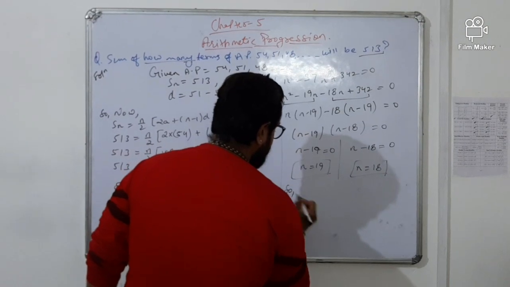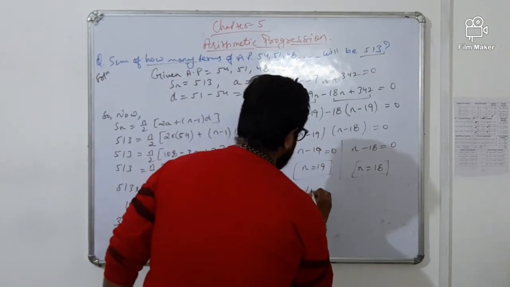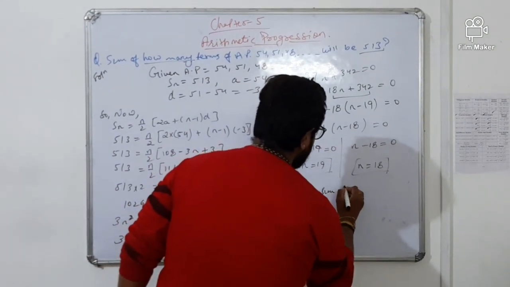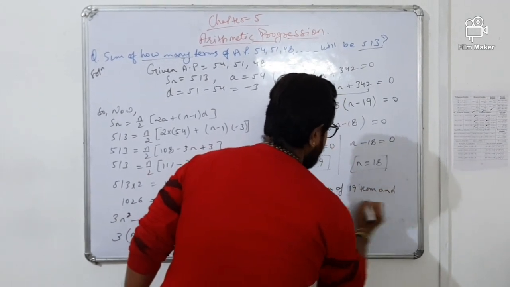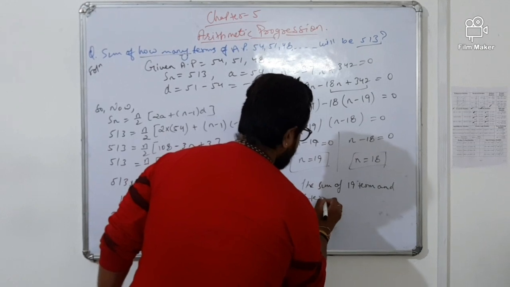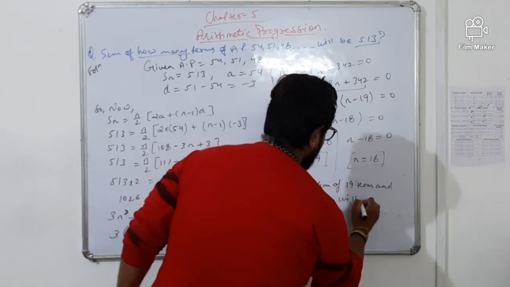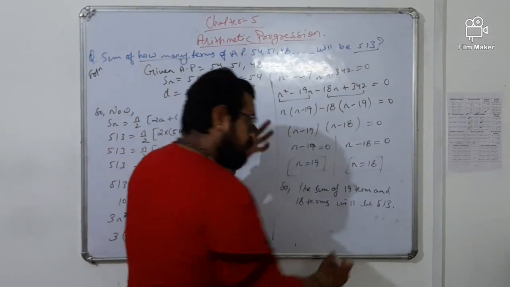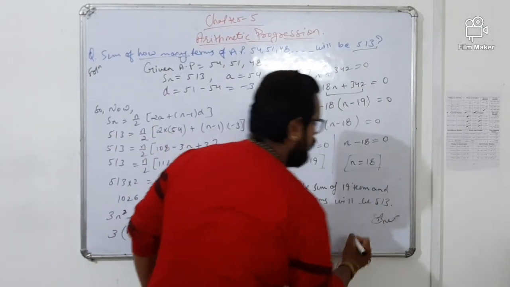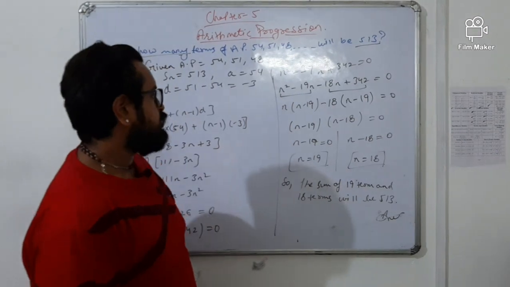So our final answer is, the sum of 19 terms and 18 terms will be 513. So this is your final answer. So this is the solution of this question.